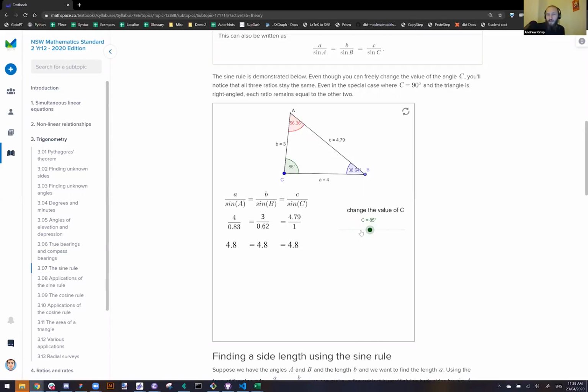But everything else is changing. All 3 angles are changing. And because all 3 angles are changing, the sine of those angles is also changing. But no matter what I do, no matter what kind of triangle I look at, whether it's a right-angled triangle or not, this ratio always comes out at the same value.